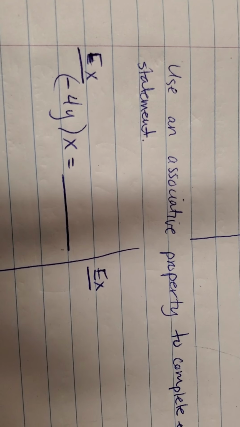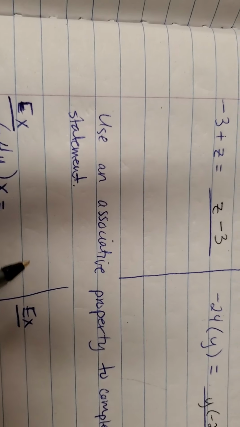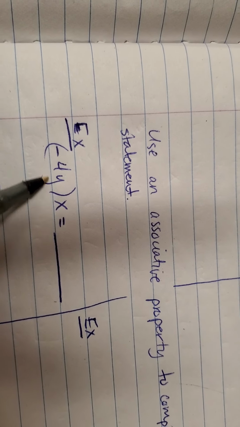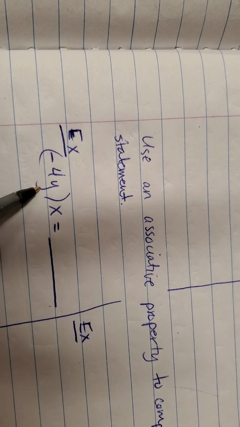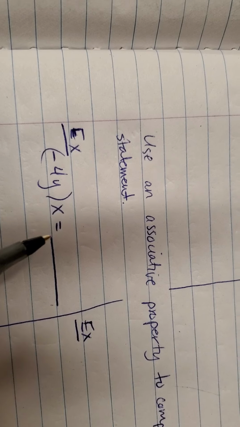Okay. Last one, I believe, associative property. We have using associative property to complete each one. And I'm going to kind of come up with this one in just a bit. So the associative property just moves the parentheses around. We're multiplying something, and we can move the parentheses around, and it will not affect the outcome.